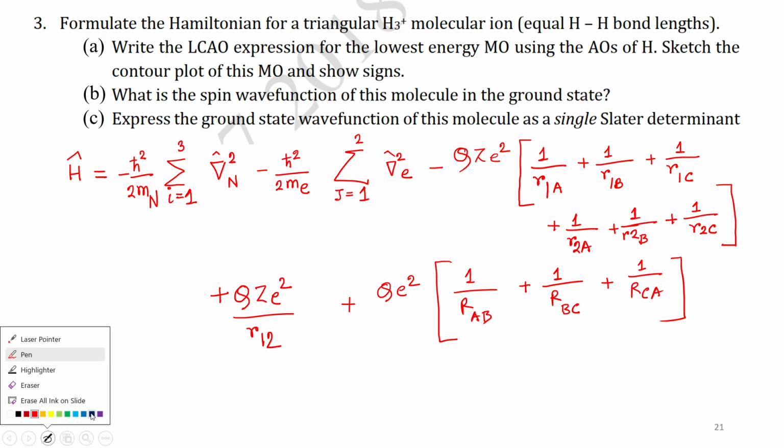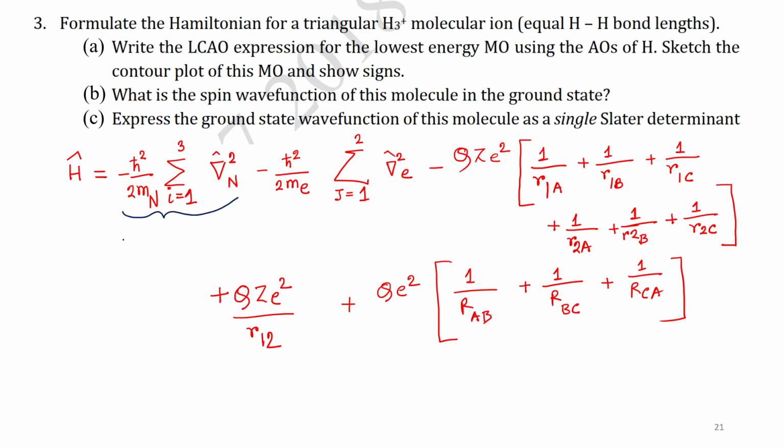Just write for the benefit. So this is the kinetic energy term for the nuclei. I should write nuclei, right? Or kinetic energy for electrons.